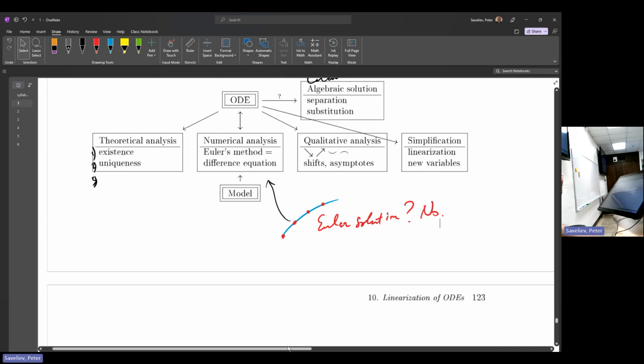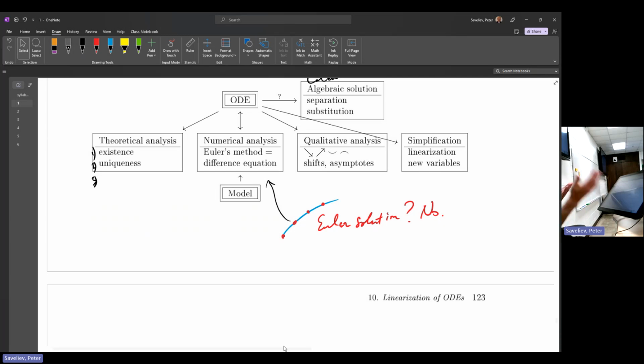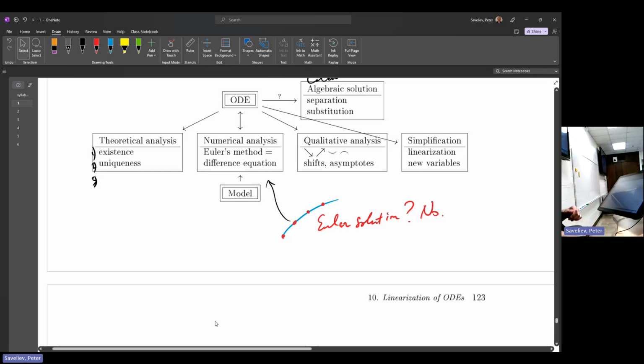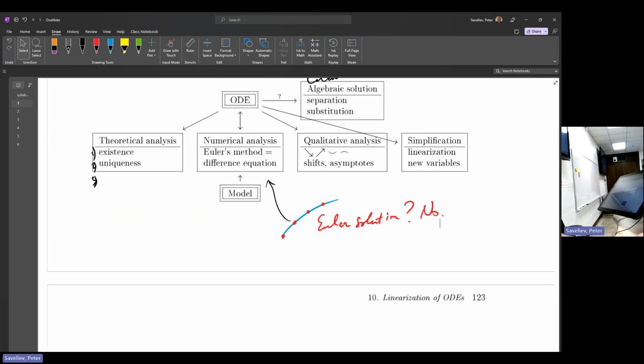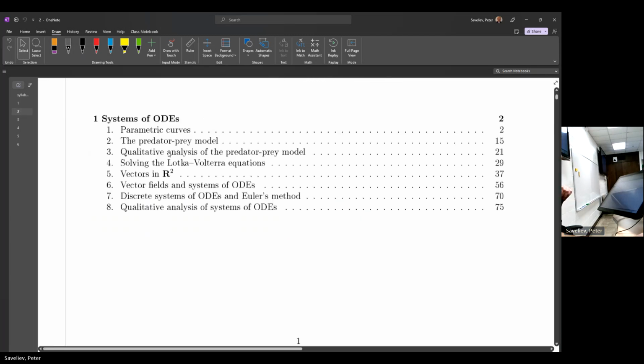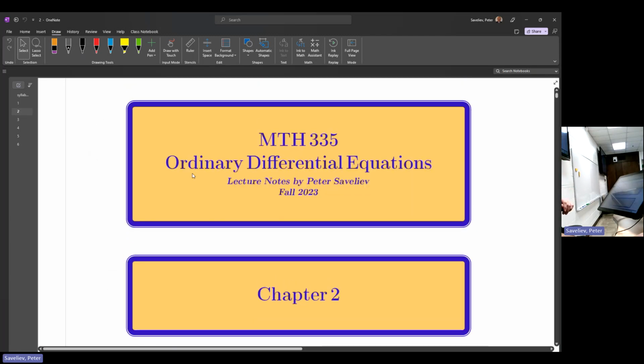Qualitative analysis, once again, is asymptotes, increasing, decreasing, all of that. We did that a little bit. Simplification, which is a big deal. Specifically, we'll linearize our differential equation. The right hand side of the differential equation, we made it linear, and that produces a new differential equation, which we hope has something to tell us about the original one. Okay, so with that, we're moving on to the next topic, and so we're going into higher dimensions. That's what we're starting on.